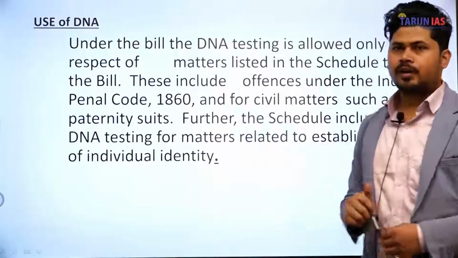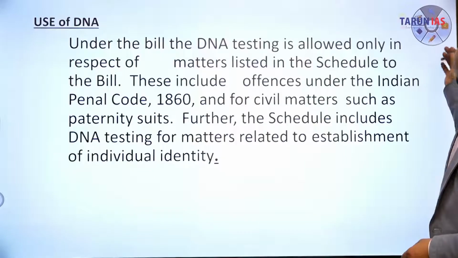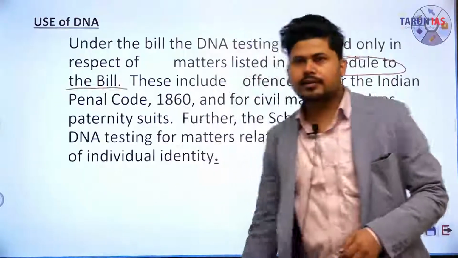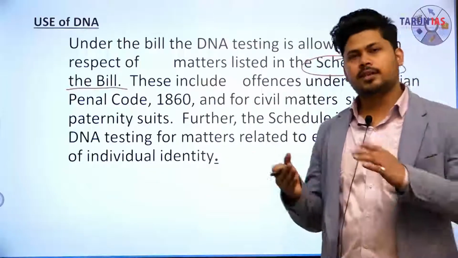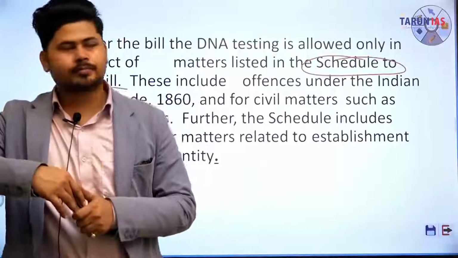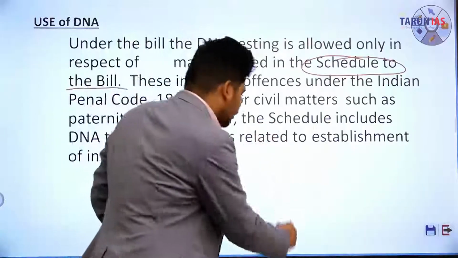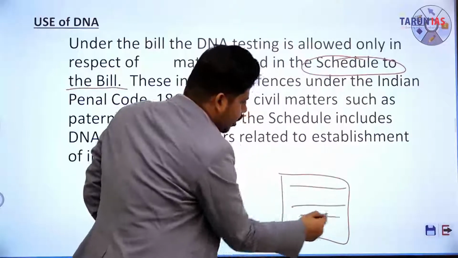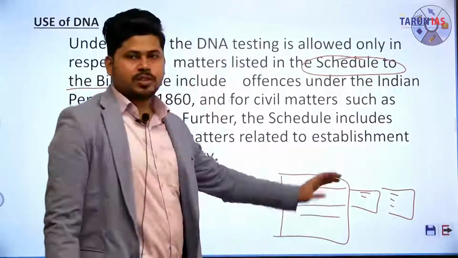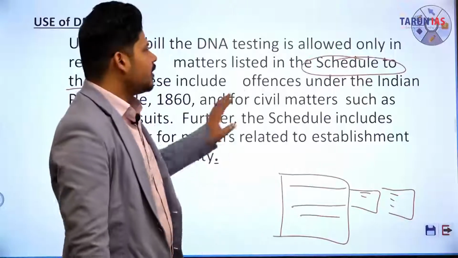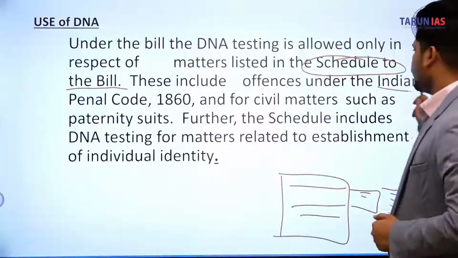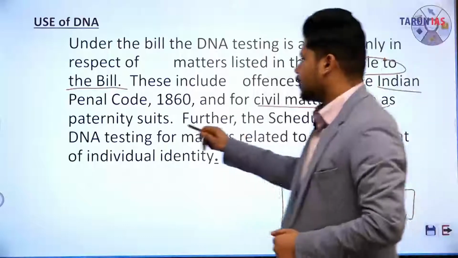Now, use of DNA. Under the bill, DNA testing is allowed only in respect of matters listed in the schedule to the bill. The bill has a schedule. Most acts have a schedule. Like the Constitution has many schedules, the 7th Schedule mentions the distribution of powers. Similarly, when making an act, the framework of the act is made and schedules are attached to it. These schedules contain many provisions about what punishments there will be and so on. So there is a schedule attached to the bill. What is in that schedule? The IPC 1860, and civil matters such as paternity suits. Understood?